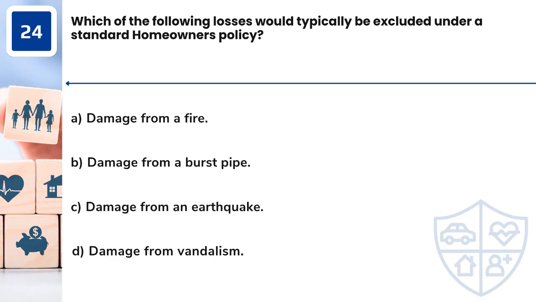Question 24. Which of the following losses would typically be excluded under a standard homeowner's policy? A. Damage from a fire. B. Damage from a burst pipe. C. Damage from an earthquake. D. Damage from vandalism.